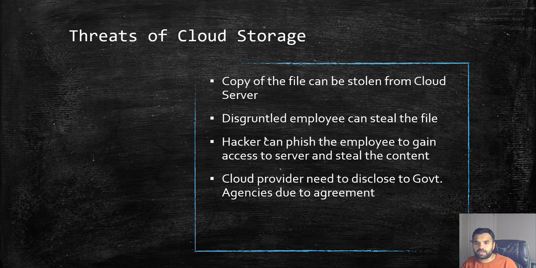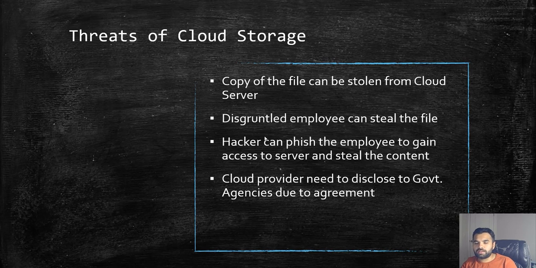Second is a disgruntled employee who can steal the file. We have seen this happen so many times, even in big organizations. If the employee goes rogue and has access to the server, he can read the file, maybe if not steal it. He can also read the data in the file, which is also a very serious issue.